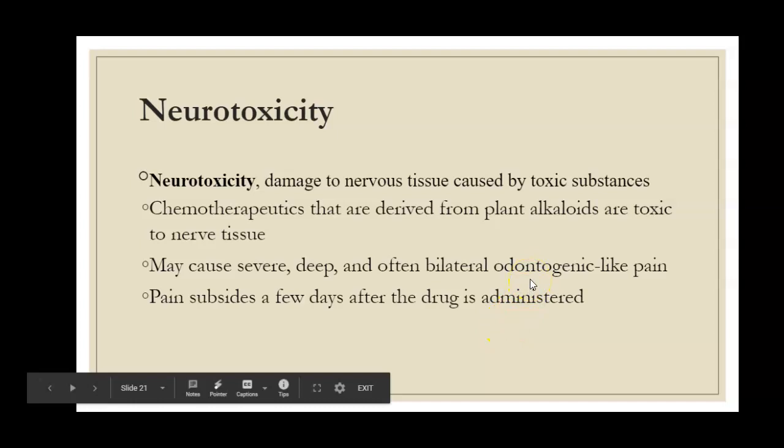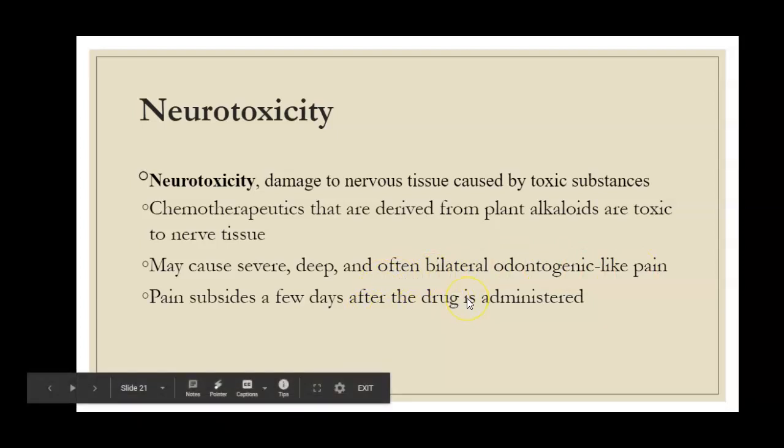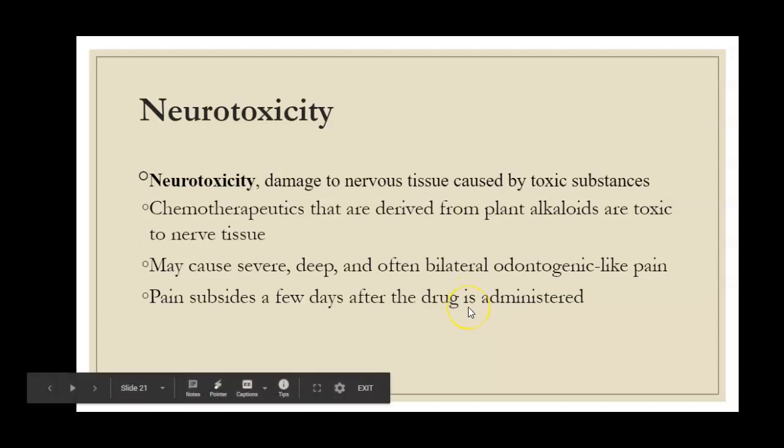Neurotoxicity. Neurotoxicity is damage of nervous tissue caused by toxic substances. Chemotherapeutic agents that are derived from plant alkaloids are actually toxic to nervous tissue. So it may cause this severe, deep pain that we talked about earlier, often bilateral, odontogenic-like pain. It might feel just like they've got a mouthful of abscesses, just really severe. Pain subsides a few days after the drug is administered. So they get that initial toxicity, and then it sort of dissipates a bit.